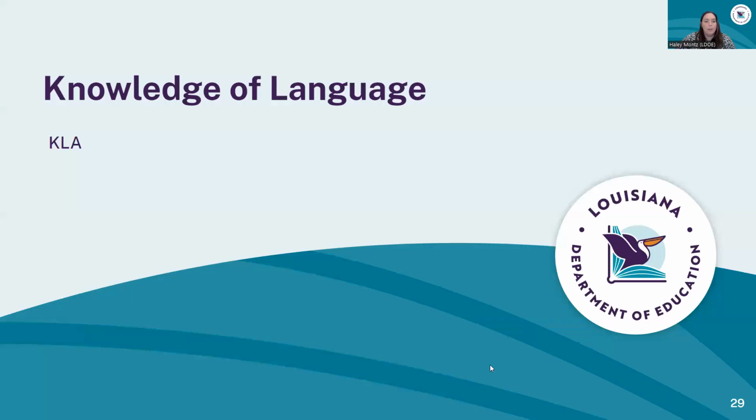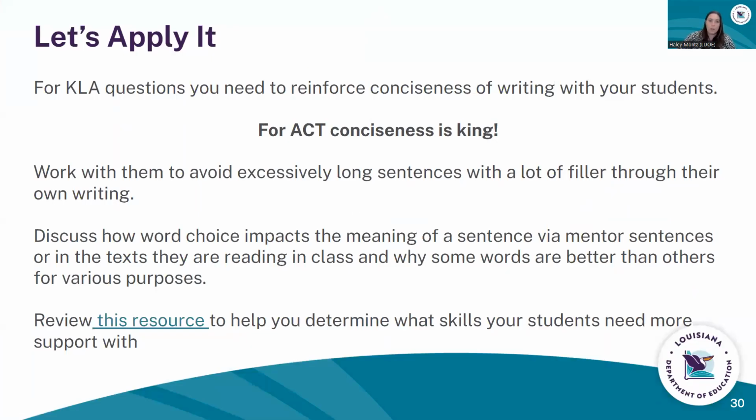And then let's look at our very last category, knowledge of language. KLA is the smallest group of questions on the test, only 10 to 12 questions on the whole test. But for KLA questions, you need to reinforce conciseness of writing with your students. Conciseness is king for ACT.